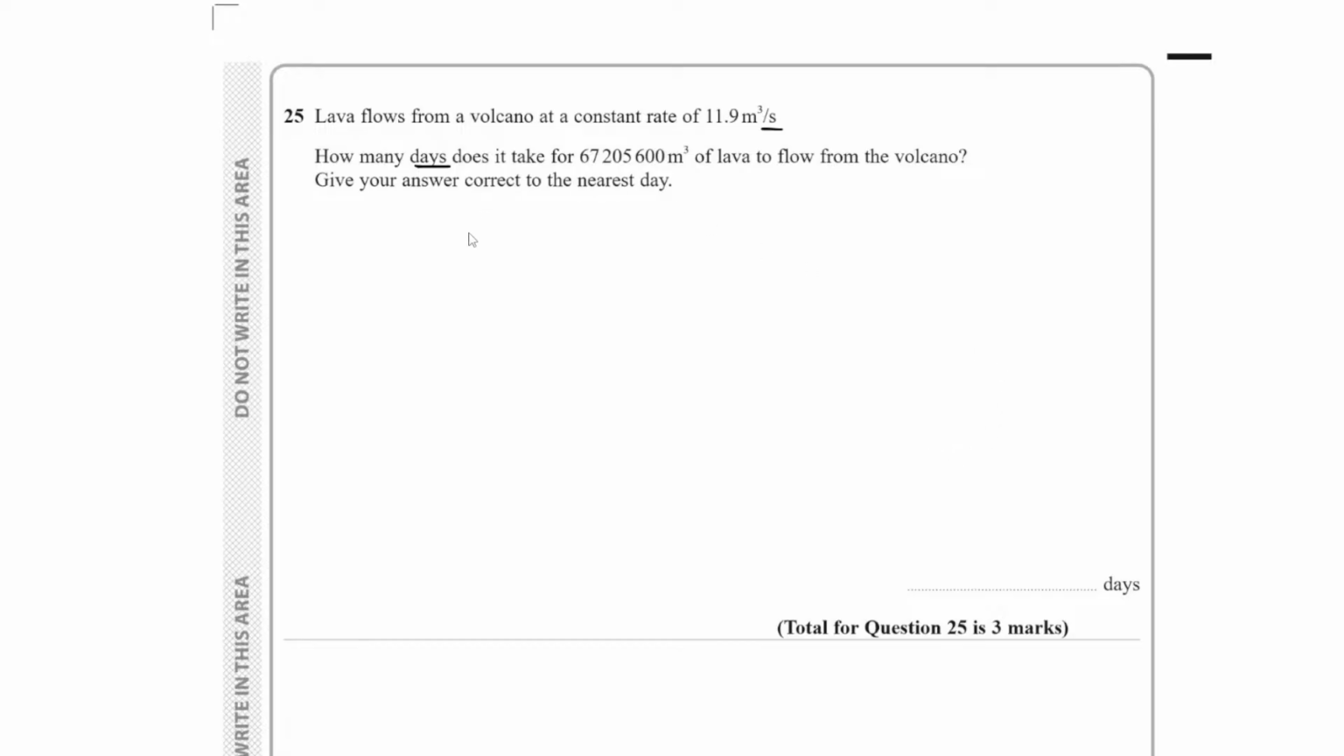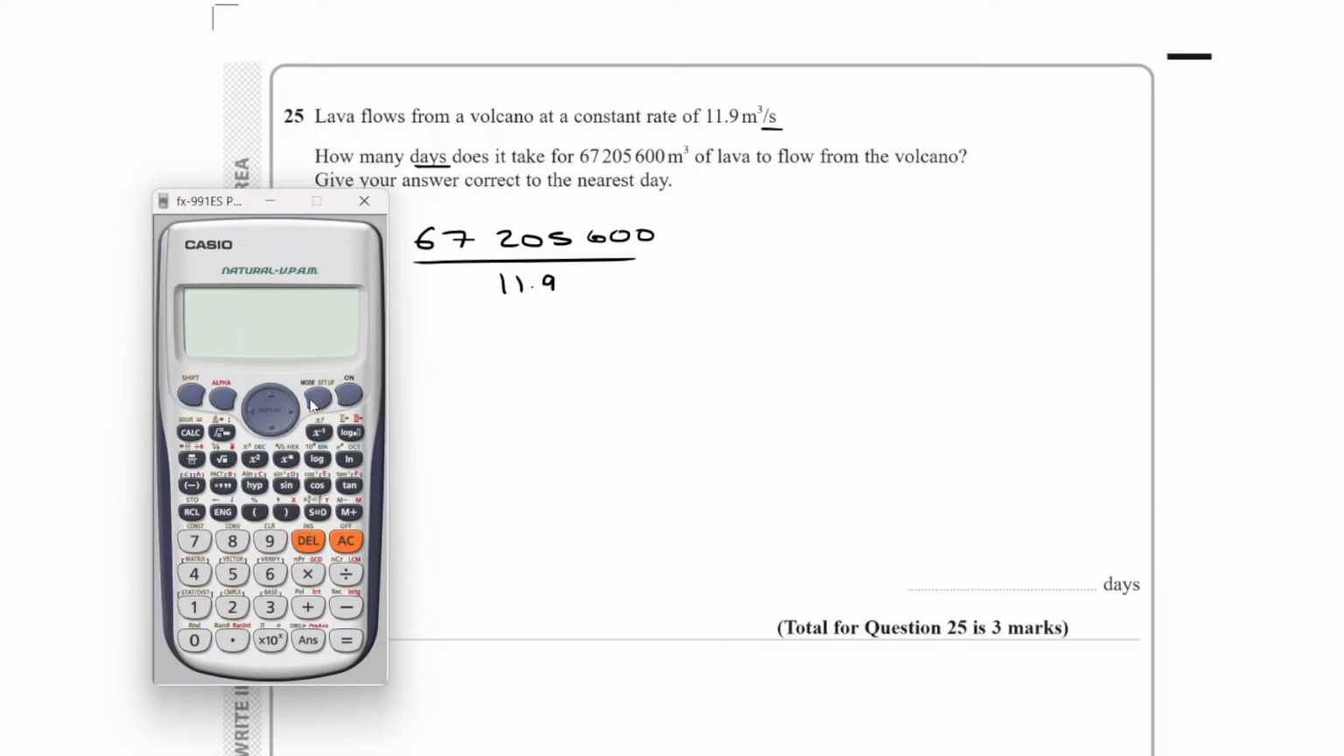So I think I would probably just divide it straight away. So the 67 million, divide that by the 11.9, because they're both in meters cubed at least. So that does match, doesn't it? Obviously, get your calculator for that. 67,205,600 divided by 11.9. Now this number is how many seconds it will take, isn't it? How many seconds? Because it said meters cubed per second. That's how many seconds. So what's that?